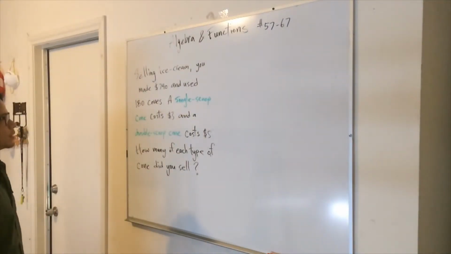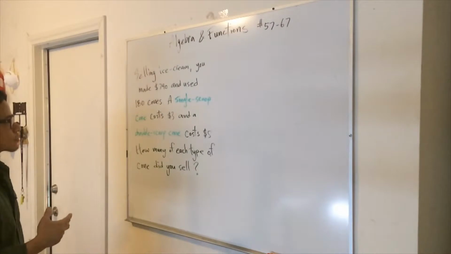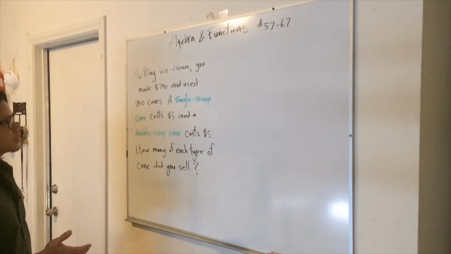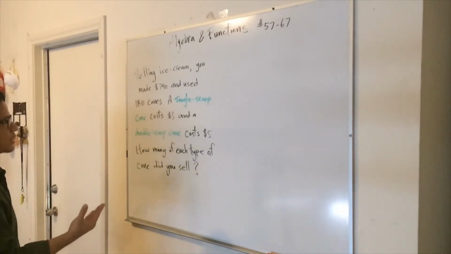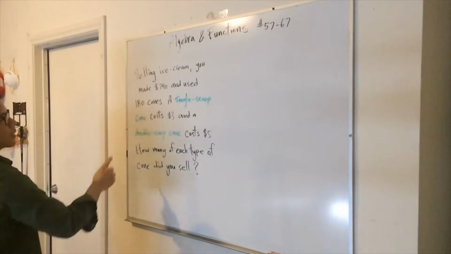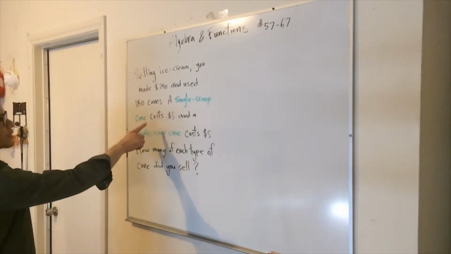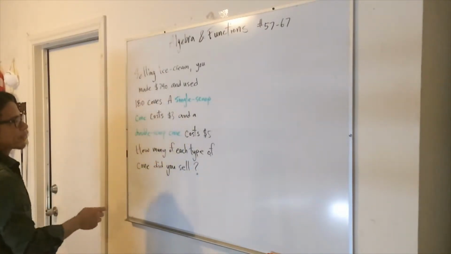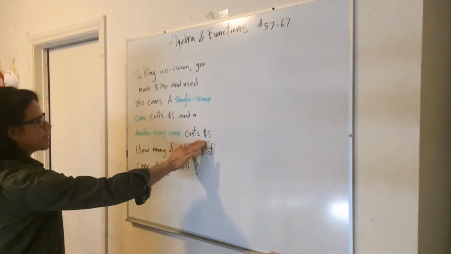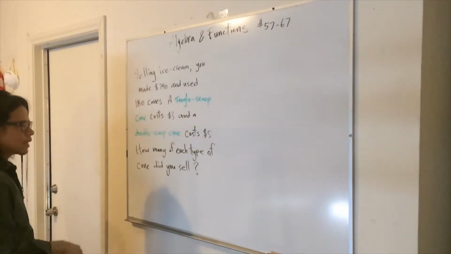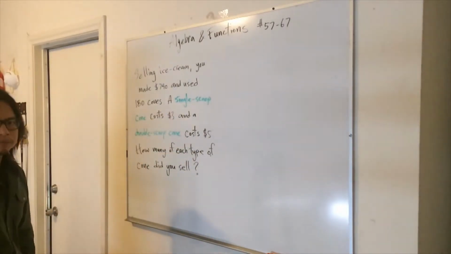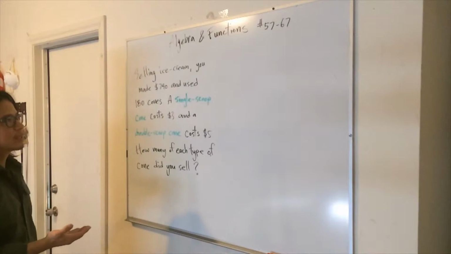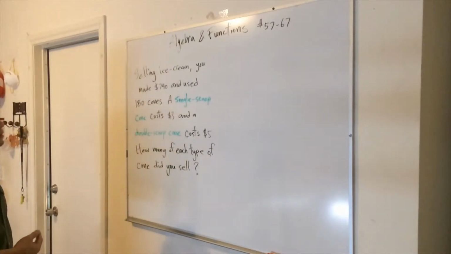We have a word question here. When selling ice cream, you made $790 and used up 180 cones. A single scoop cone costs $3 and a double scoop cone costs $5. How many of each type of cone did you sell? So go ahead and push pause on this video and see if you can try to figure this out.